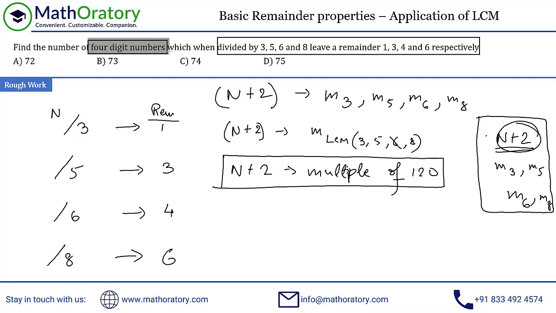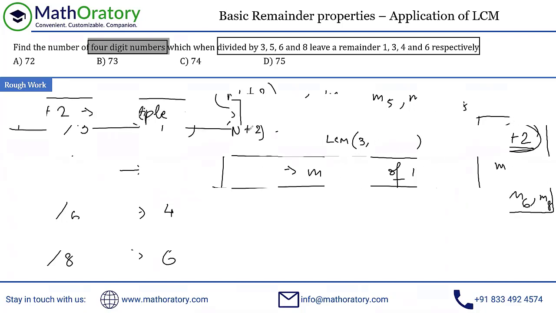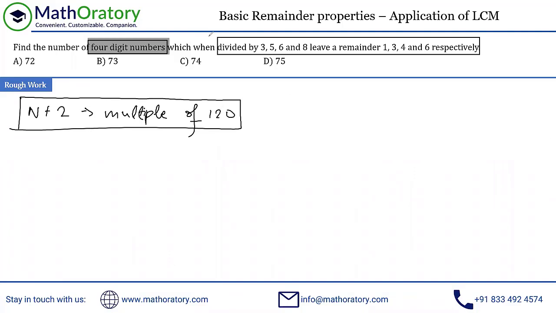Now we'll take this idea into account, and then we'll focus on the 4-digit numbers and try to count them in the simplest manner possible. So let me quickly take everything off, just keep this and carry on with the rest of the explanation. Okay, so we already have obtained that n plus 2 is a multiple of 120. And now let us focus on the 4-digit numbers.